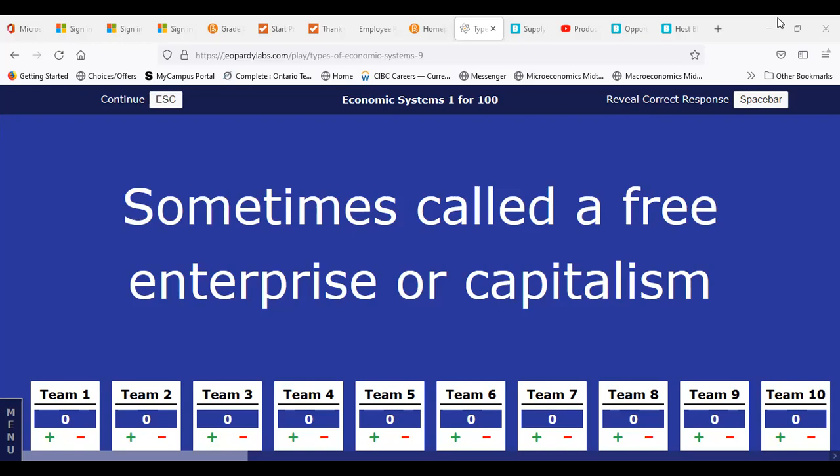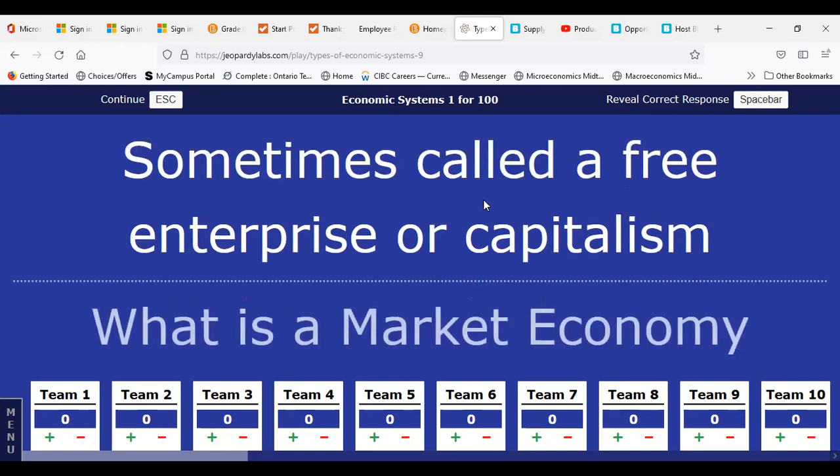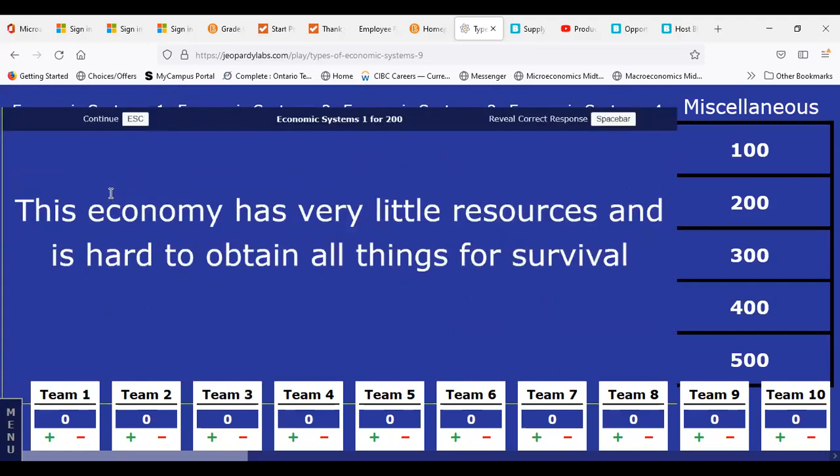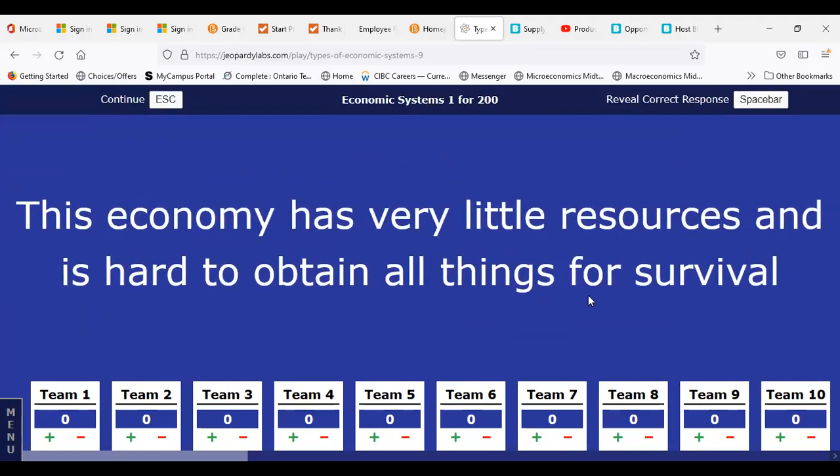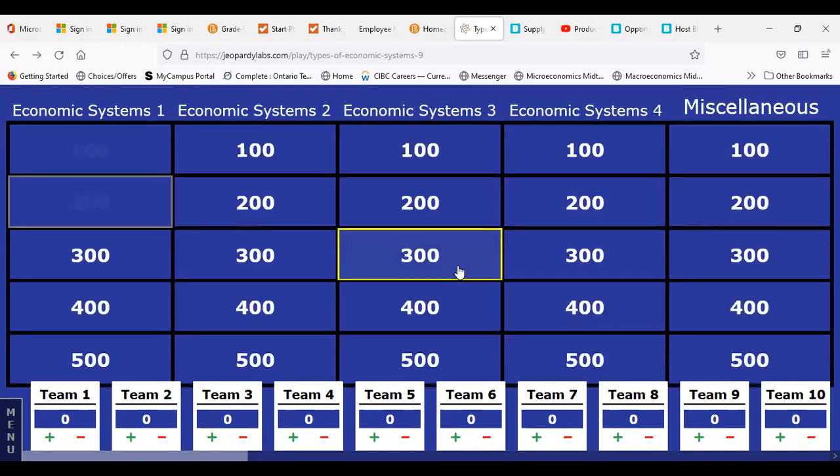Market economy. This economy has very little resources and it's hard to obtain all things for survival. What's that called? Traditional economy.